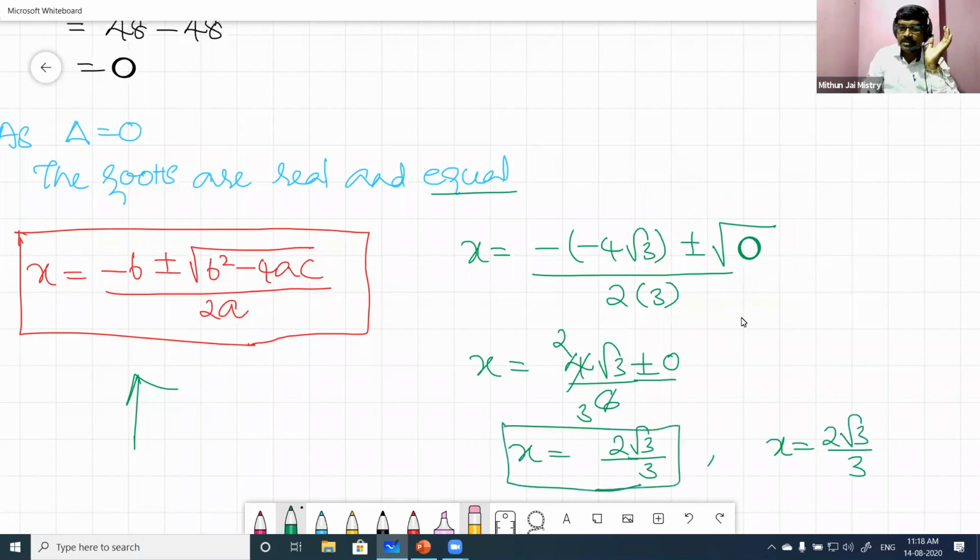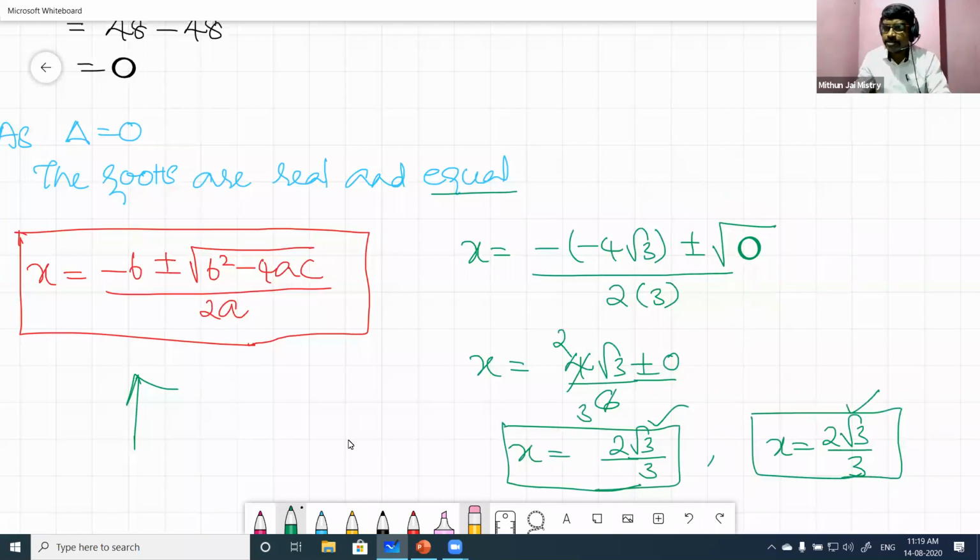So here you can observe that the roots are real, even though they are irrational. Rational and irrational numbers together are called real numbers. So they are real numbers and they are equal.